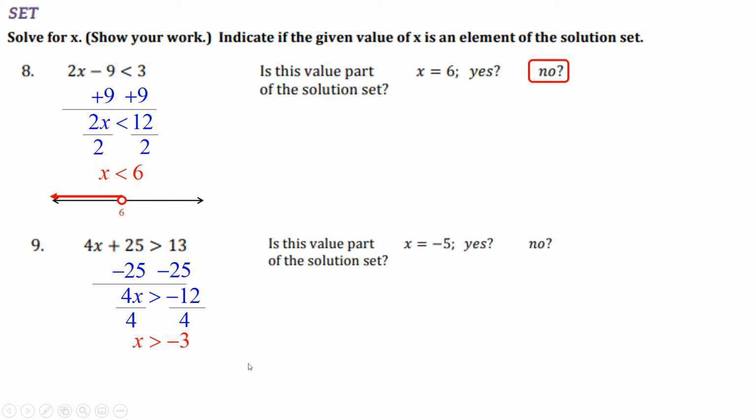Okay, let's graph this one too, just for practice. So the key number on this number line would be negative 3. And greater than, I have another open dot on the negative 3. And now x is greater than negative 3, so that will be everything to the right. Now, is this value part of the solution set? X equals negative 5. Well, x equals negative 5 would be over here. See, negative 3, negative 4, negative 5. That's not a part of the solution set. So again, the answer is no.